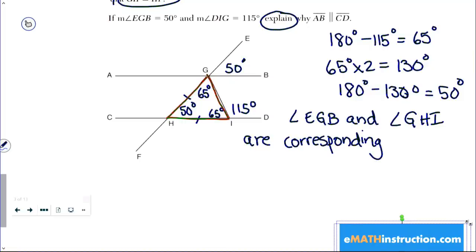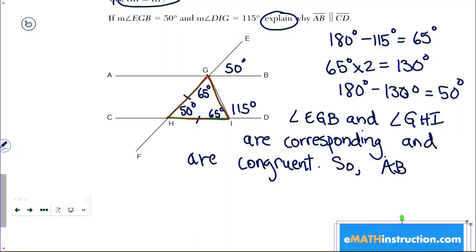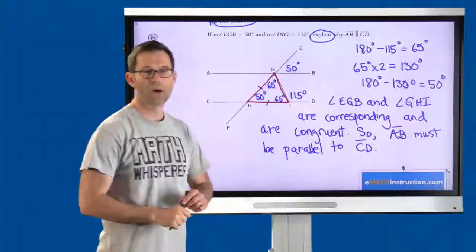It sounds like the clock is ticking. Angle EGB and angle GHI are corresponding and are congruent. So AB must be parallel to CD. All right.